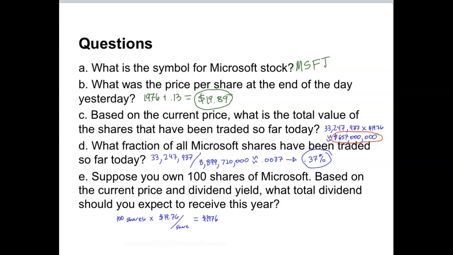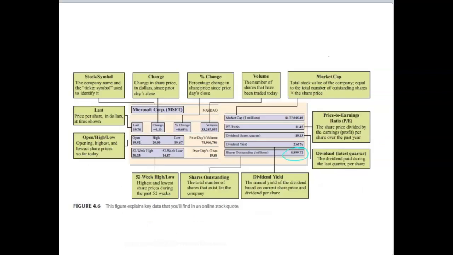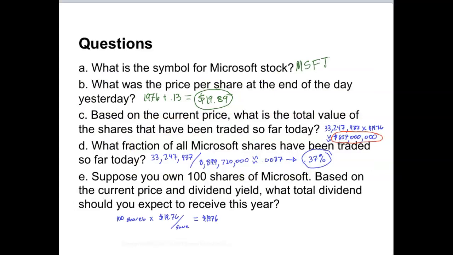If we go back, the current dividend yield is 2.61%. So that's what you're going to get paid on the shares that you own. So we're going to get paid 2.61% on the shares that we own. So I'm going to change that into a decimal, so times 0.0261. And if I multiply that out, I get $51.57. So this is the total dividend I should expect this year.